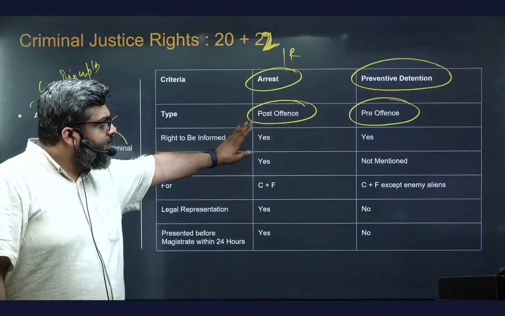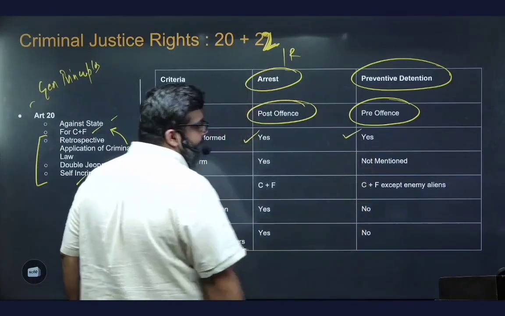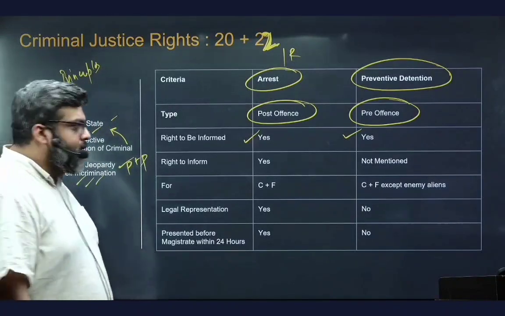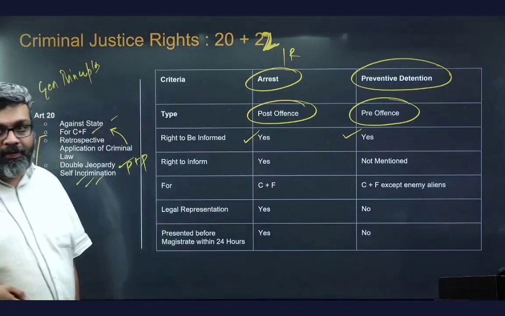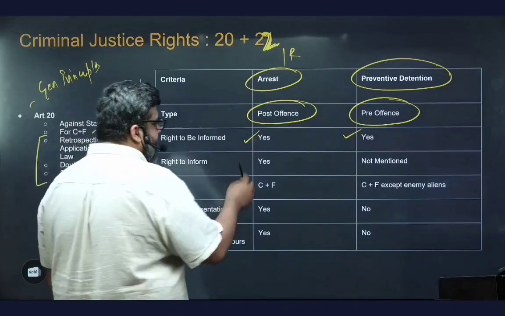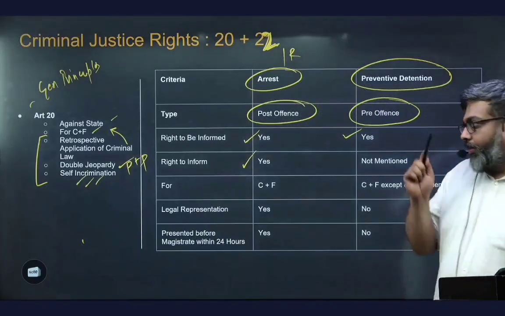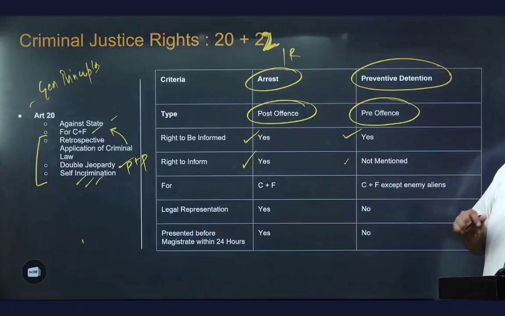Whether you've been arrested or preventively detained, you have the right to be informed why you've been arrested or preventively detained. Absolutely. You have the right to inform other people that you've been arrested or preventively detained. Here's the difference. If you've been arrested, yes, but the Constitution is silent on whether you have the right to inform other people that you have been preventively detained.